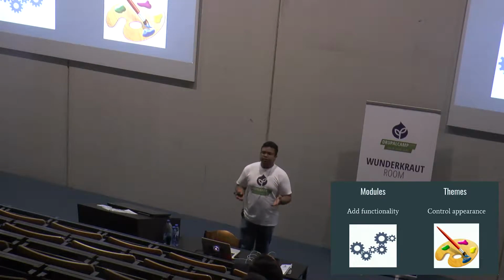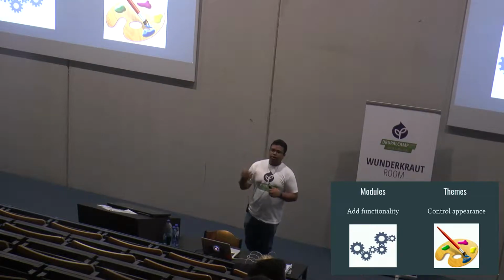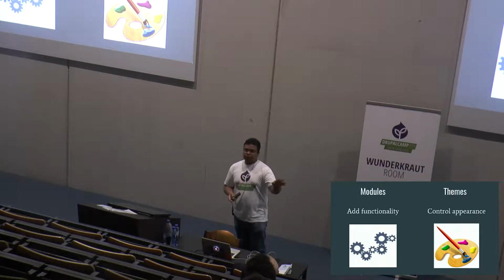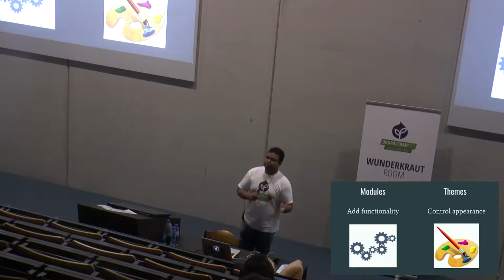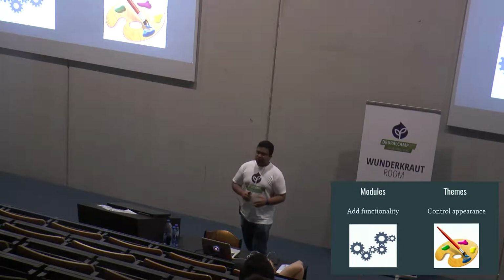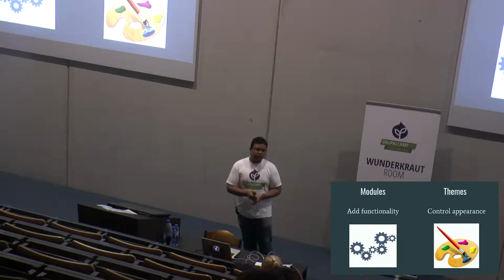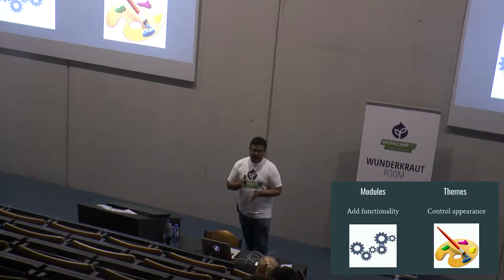So let's give an example. Let's say that in my organization, every time that I create a new article, I want to automatically post a tweet with a link to that article, or post to the Facebook page with a link to that article. So that is functionality. Functionality will be provided by modules. On the other hand, if you want to change, let's say, the color scheme or the layout of the website, that is appearance. When it is appearance, it is the job of the theme. So there is a very clear distinction between those two.